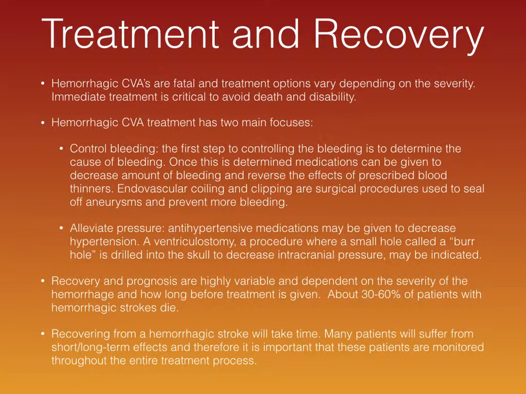Also, endovascular coiling and clipping are surgical procedures that can be used to seal off aneurysms and to prevent more bleeding. Antihypertensive medications are given to decrease hypertension, and also a ventriculostomy can be performed, where a small hole is drilled into the skull to decrease intracranial pressure. Recovery and prognosis, like I said, are variable and dependent on the severity of the hemorrhage and how long before treatment is given. About 30 to 60% of patients with hemorrhagic stroke die.